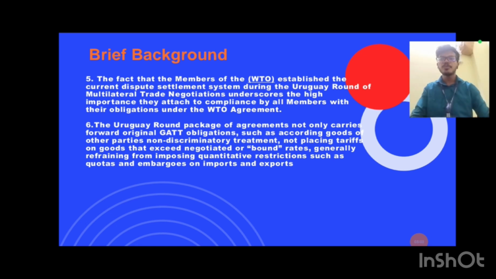The Uruguay Round package of agreements not only carries forward original GATT obligations such as according goods of other parties non-discriminatory treatment, not placing tariffs on goods that exceed negotiated or bound rates, generally refraining from imposing quantitative restrictions such as quotas and embargoes on imports and exports, and avoiding injurious subsidies.